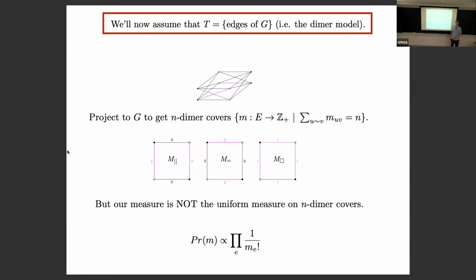For example, if you think about how many upstairs dimer covers project to this one, how many are there? Well, over this vertex, there are 2 upstairs vertices, and you have to choose one of them to go that way and one of them to go up. So there's 2 choices per vertex. So there's 16 total, right? So this one has multiplicity 16. These guys have multiplicity 4 each. Okay. Did that make sense?